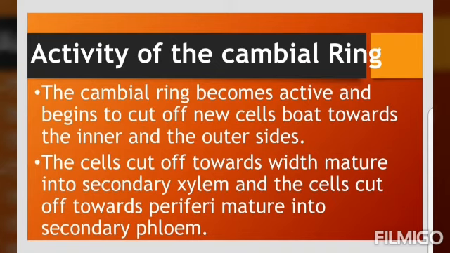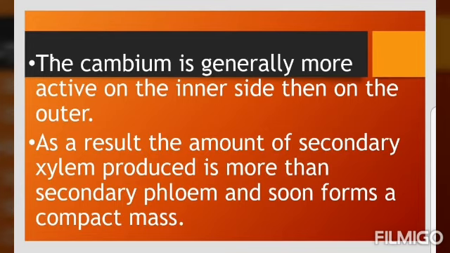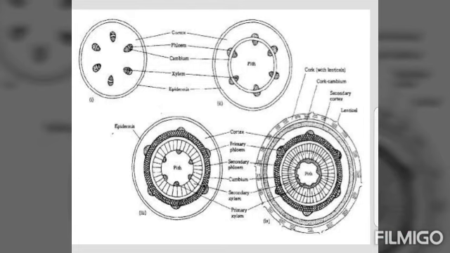The cells cut off towards the pith mature into secondary xylem, and the cells cut off towards the periphery mature into the secondary phloem. The cambium is generally more active on the inner side than on the outer. As a result, the amount of secondary xylem produced is more than the secondary phloem and soon forms a compact mass.